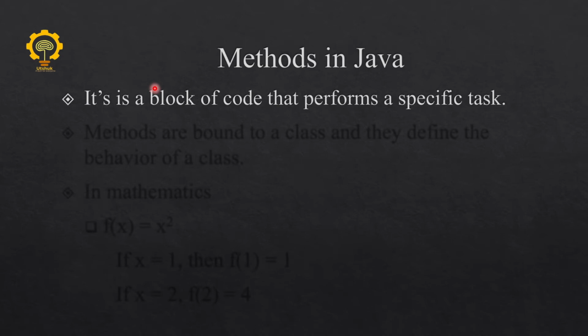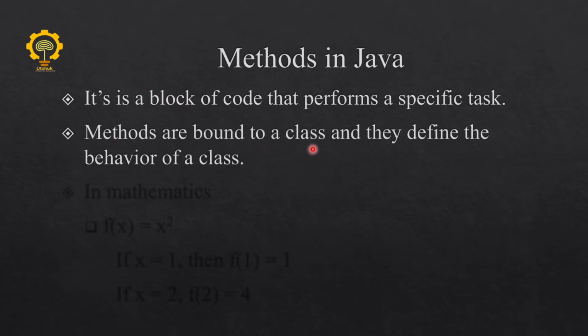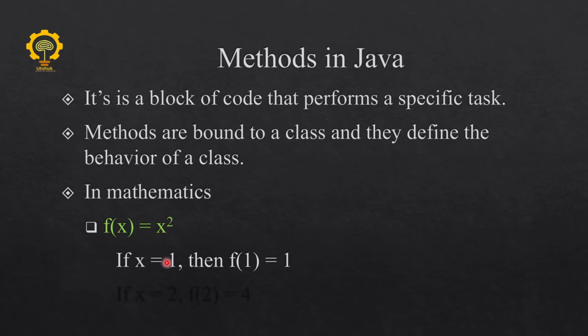A method is a block of statements or block of code that performs a specific task. Methods are bound to a class and they define the behavior of the class. As we have learned in mathematics, if we have a function like f(x) = x square, then for x equals 1 it returns the value 1, and for x equals 2 it will return the value 4. The same concept applies in programming, where we have a method that can perform a specific task. Using a function or method, we can use the same specific task repeatedly.